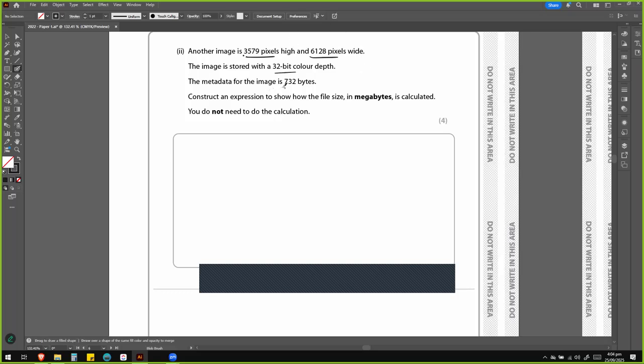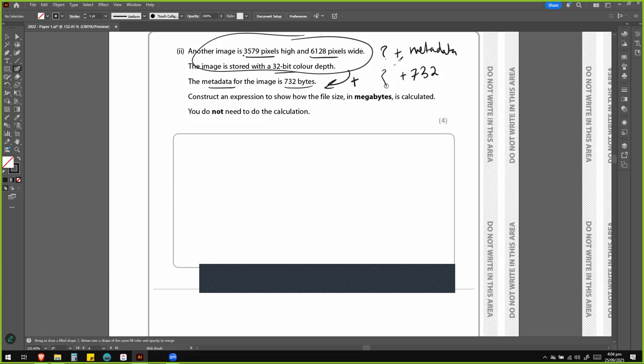Now, the additional information that they have given us here, which is something new, is 732 bytes of metadata. Metadata basically is just additional information about the image that is attached with the image. So once you calculate all of this, you simply have to add the metadata. Whatever value you get out of here, you will add the metadata to it. The metadata is 732. Whatever this value comes out to be, you will just add 732 to it.